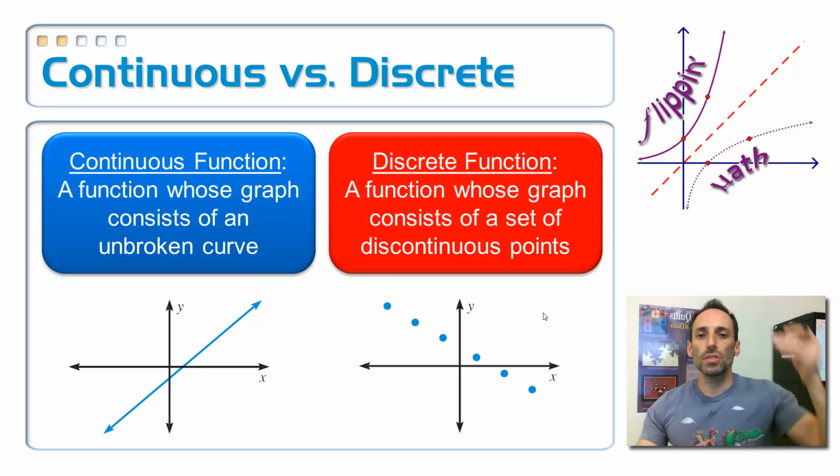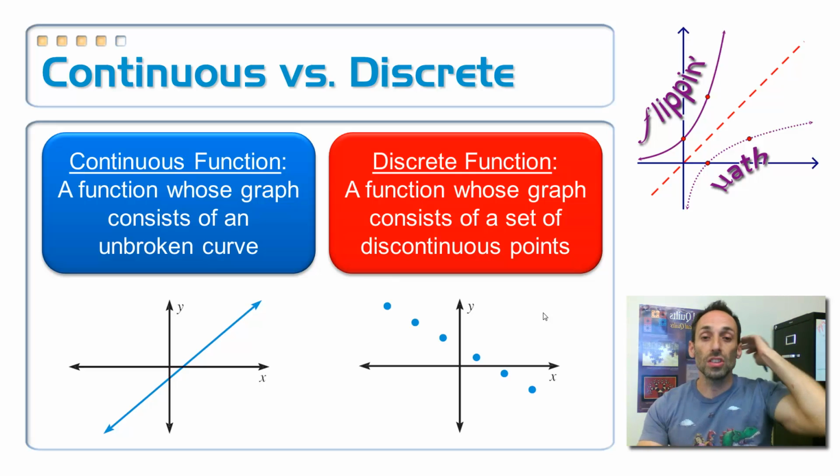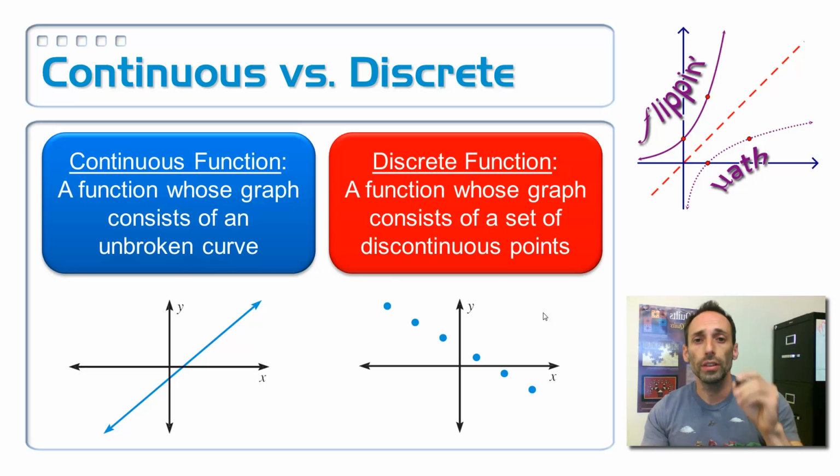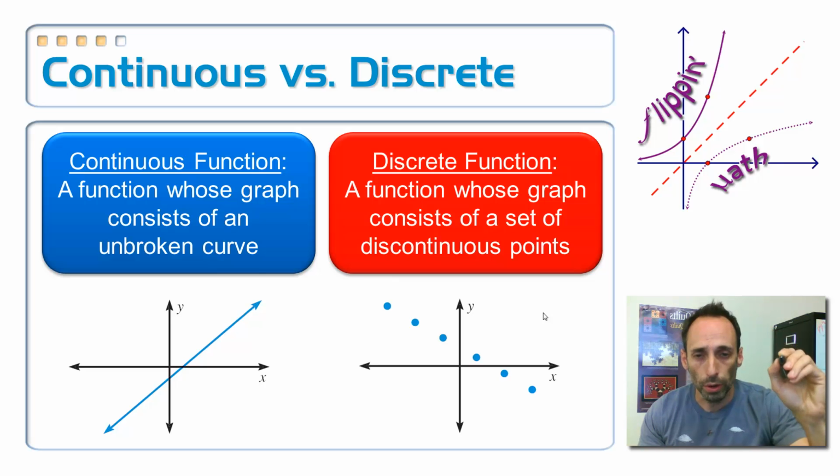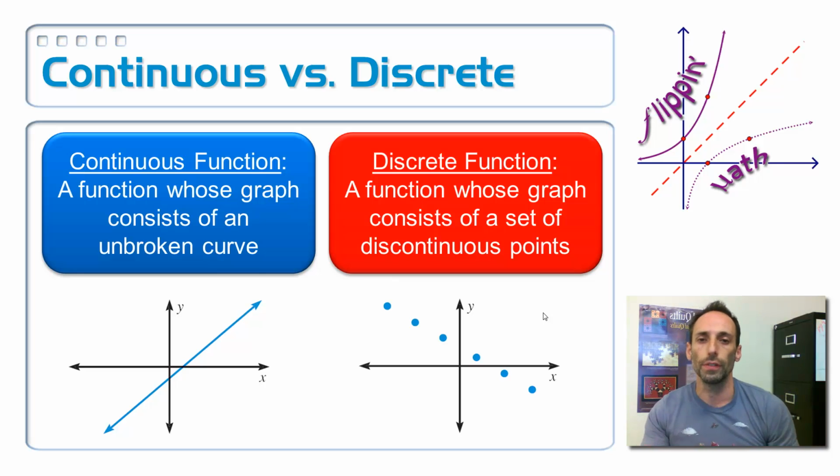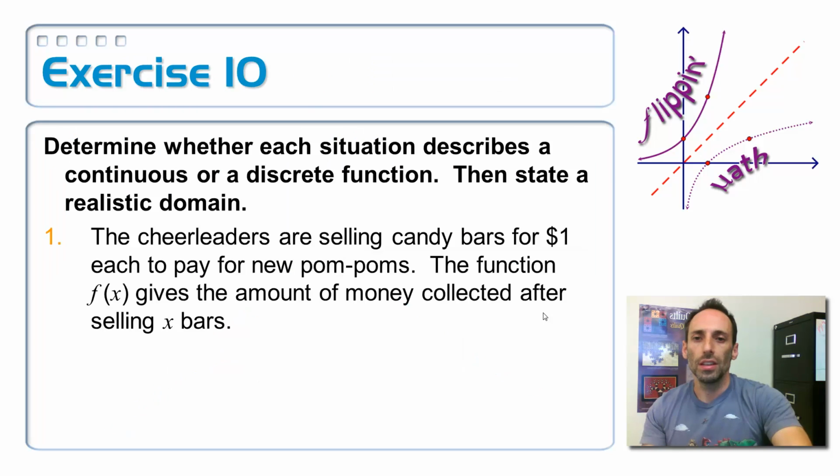And maybe your experience is something like that in an experiment in science, that you collected data and it's a data point, a scatter plot, right? It's a data point. And you don't necessarily connect all of those dots. So let's look at some real scenarios and determine if it's a continuous versus a discrete function.